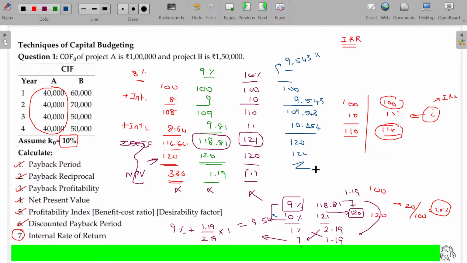Clear? Now for A, I'm going to calculate the rate of interest. That rate of interest is called the internal rate of return. So I have just given the concept here. No need to mug this up. I'm going to solve the illustration now. A and B. Let me solve project B first and then go for project A.